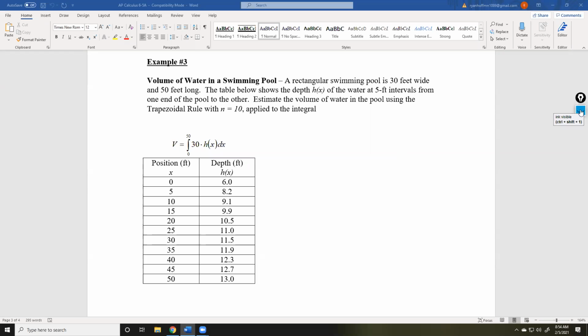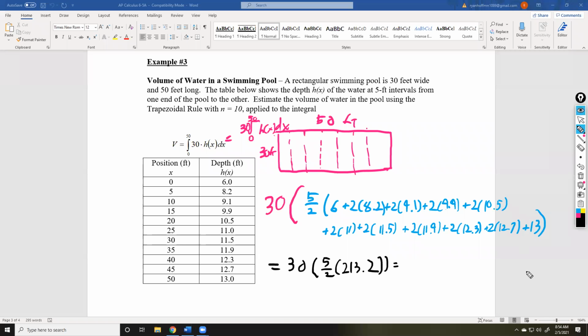Here comes your setup. All of them have 2's except for the first endpoint and the last endpoint. Our height was 5. That's our x distance. And remember that height gets over 2 because that's part of the area formula. And we should get 15,990. At least that's what I got from my calculator. I may have calculated wrong. I know for sure this setup is right. And that should be, since it's a volume, that should be feet cubed.